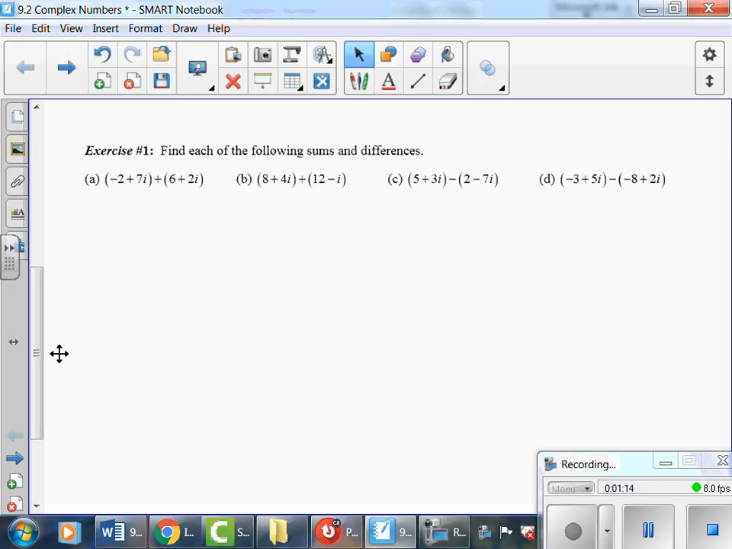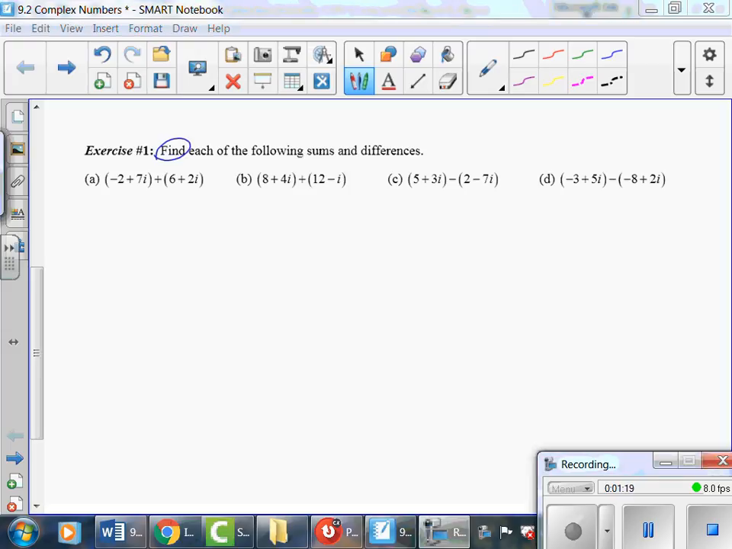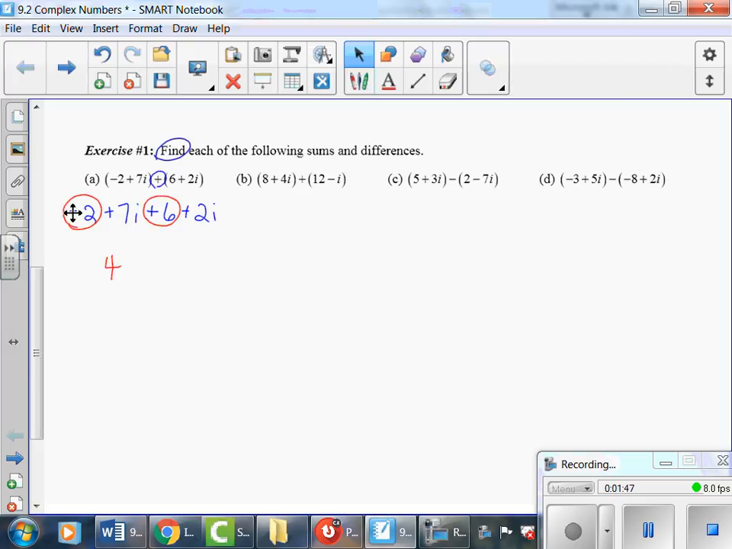So here we have to find each of the following sums and differences. Simply, we're just going to make sure that we combine the like terms. So I'm going to get rid of the parentheses first. So -2 plus 7i plus 6 plus 2i. We have no negative sign here. This is a plus sign, so we can just remove the parentheses, and now we just combine like terms. We combine our -2 and our positive 6 to get a positive 4. And then we combine our positive 7i and our positive 2i to get positive 9i.